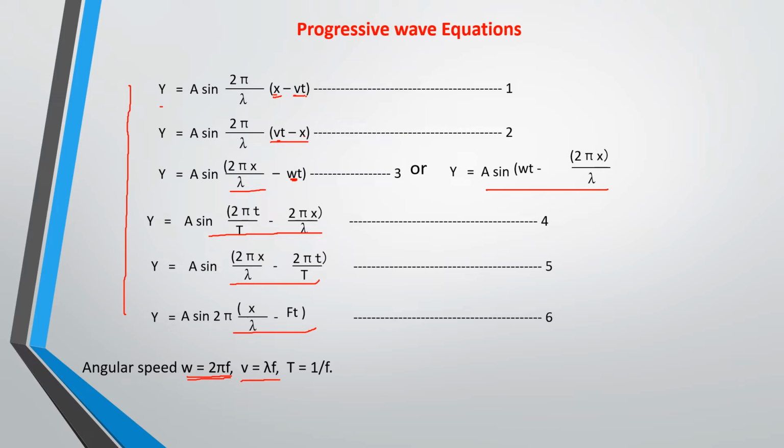Angular velocity is equal to 2 pi f. Velocity of a wave is equal to lambda f, and period is equal to the reciprocal of frequency, or vice versa, as the case may be. So let's go straight and solve some problems.